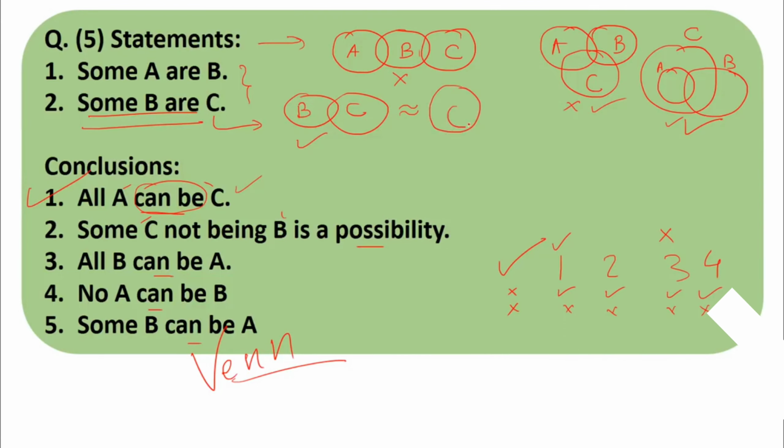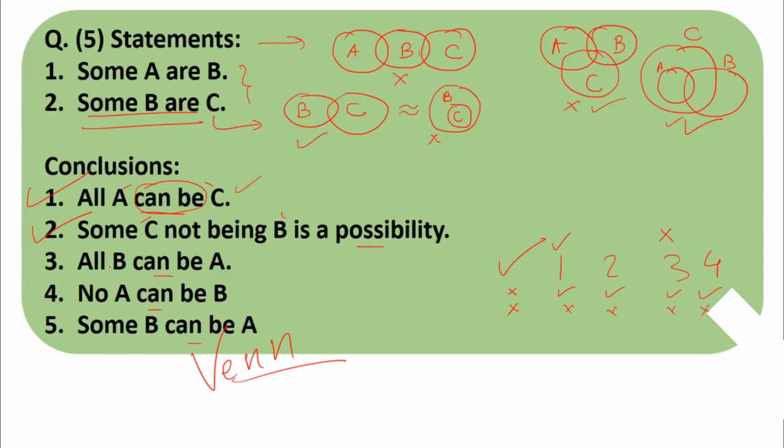Some part of B is C. This is B and this is C. In this case, the conclusion does not hold true. Why? Because here entire C is B. So we got one situation where the conclusion holds true, and one situation where the conclusion does not hold true. So this is a correct and valid conclusion.